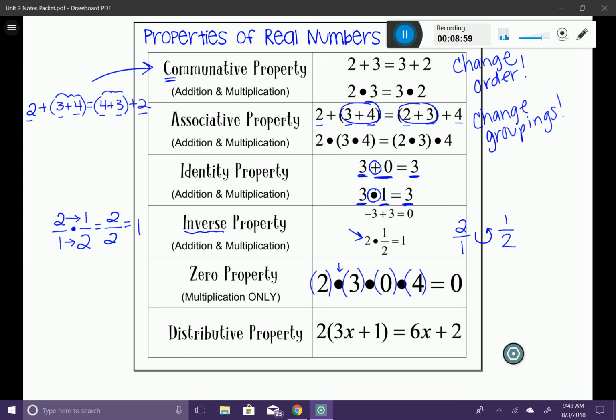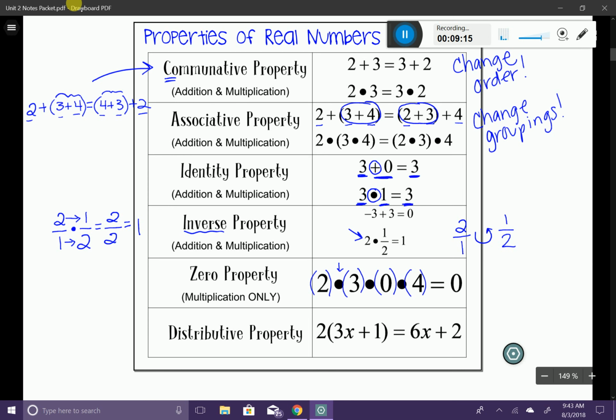We just need to know the symbol for multiplication, and we know that if there's a 0 in there anywhere, it's always going to equal 0. Okay, we've talked about this next property in one of the last units, in Unit 1, one of the sections in Unit 1, the distributive property.